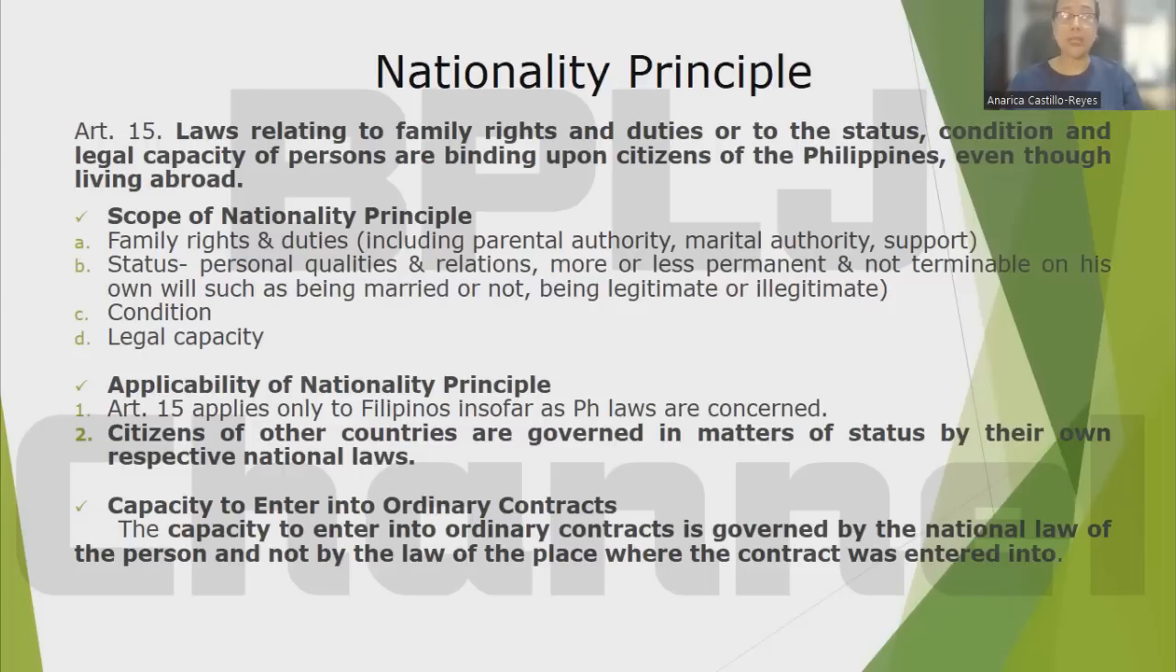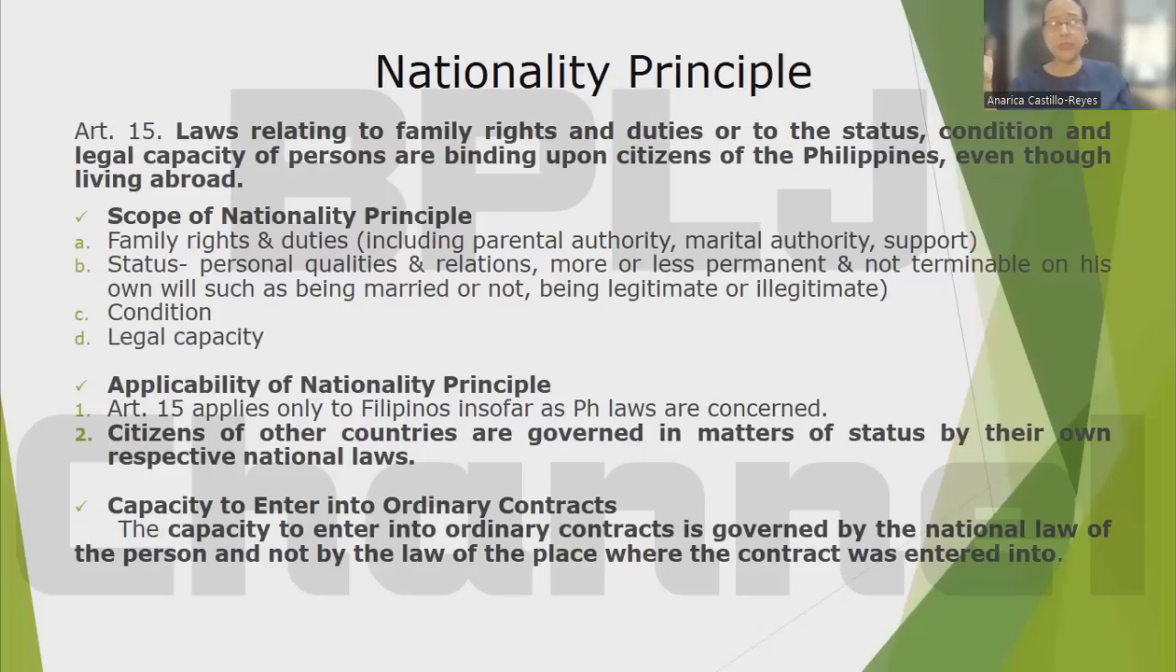What are these laws? Family rights and duties. What are family rights and duties? Parental authority, marital authority, support. Status. What do you mean by status? Personal qualities and relations, such as whether you are married or not, whether you are legitimate or illegitimate. Condition as well as legal capacity of persons. The legal capacity to get married, the age when you are able to enter into contracts, to enter into marriage, these are governed by your national law.